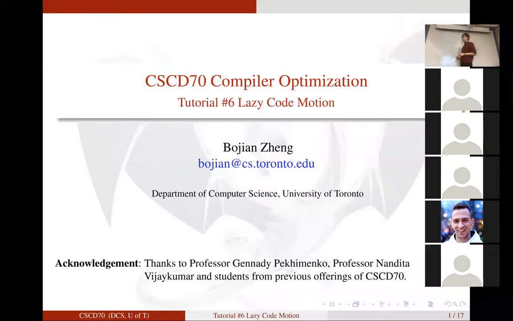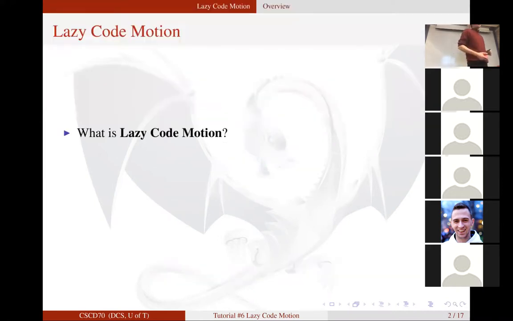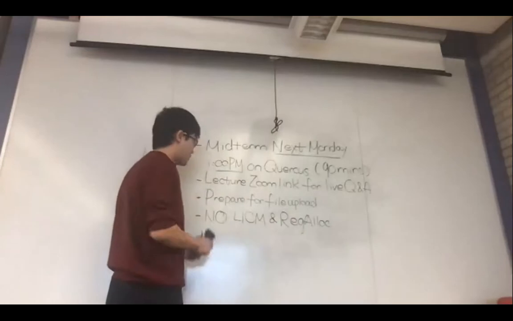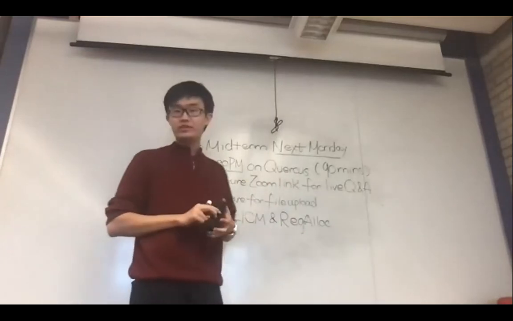In today's tutorial, we'll be discussing lazy code motion. So the first question we want to ask is, what is lazy code motion? Let me try to answer this on the board. Has everyone copied this down? Can I erase this?